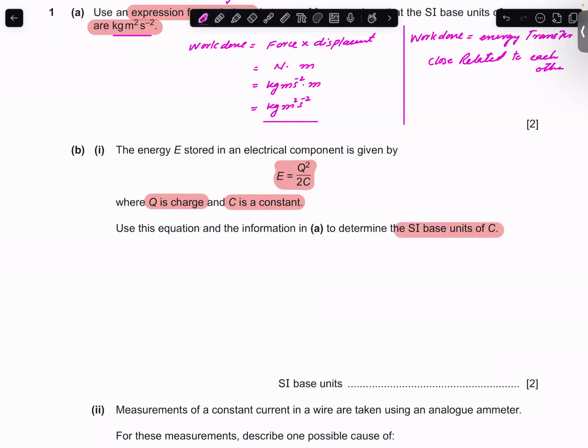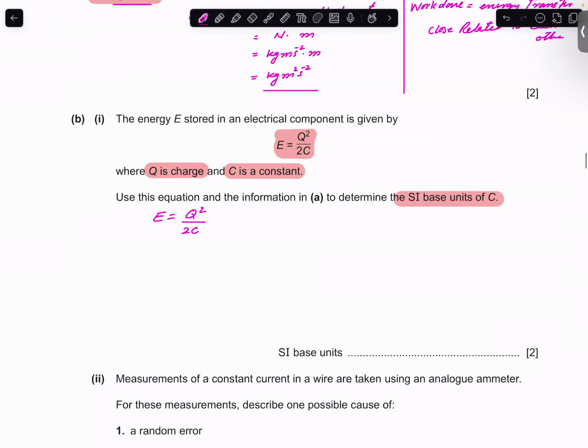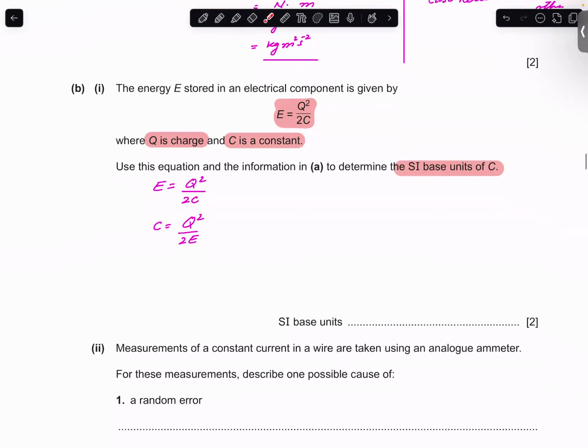Whenever we have to find out the unit of any variable, we have to make it the subject. So E will be equal to Q square over 2C. I want to find out the base unit of C, so I can write this equation: C will be written as Q square over 2E, because I know in mathematics if two numbers are in cross multiplication, they can be cross exchanged. So I exchange C and E's place.